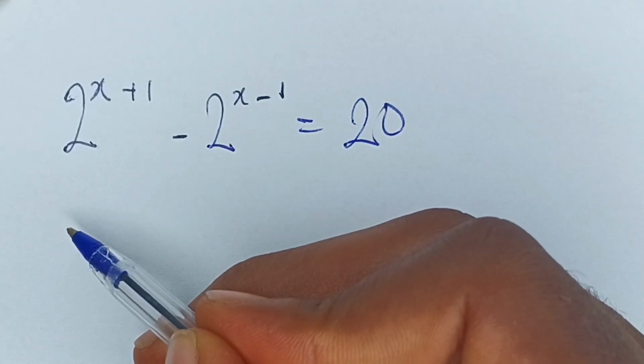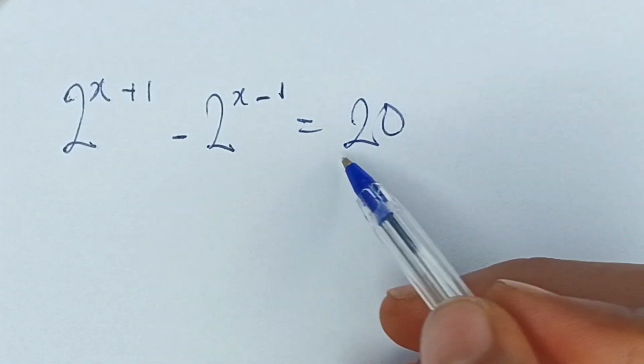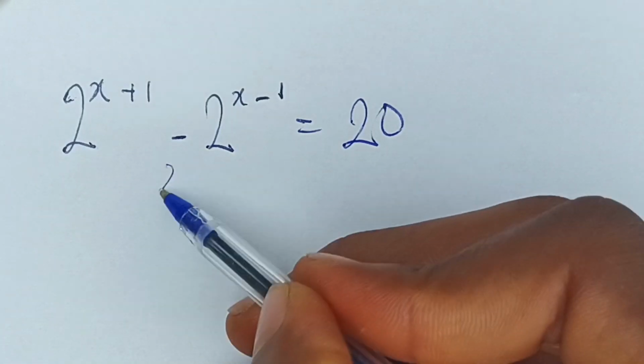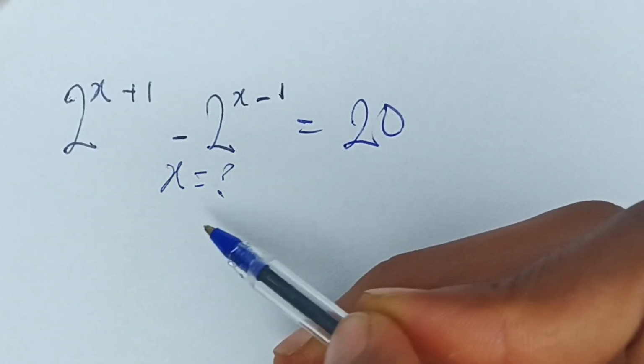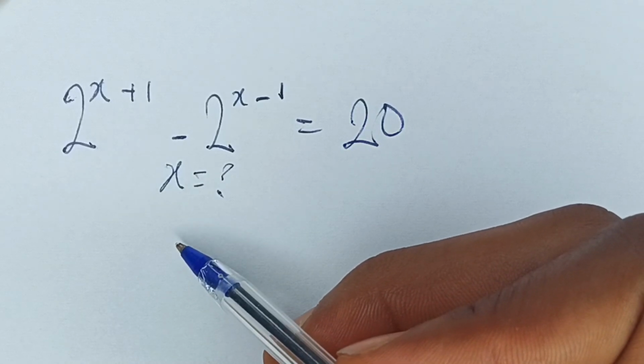Let's solve this Olympiad equation quickly. It says 2 raised to the power x plus 1 minus 2 raised to the power x minus 1 is equal to 20. We're required to solve for the value of x, okay? Now don't get confused. I'll teach you guys a step-by-step process of solving this.